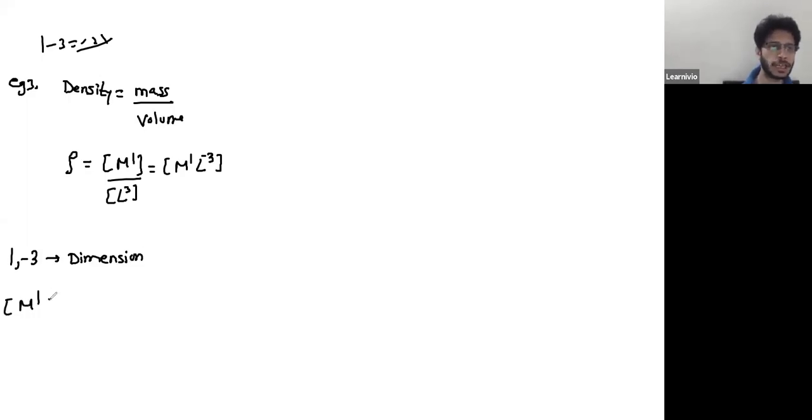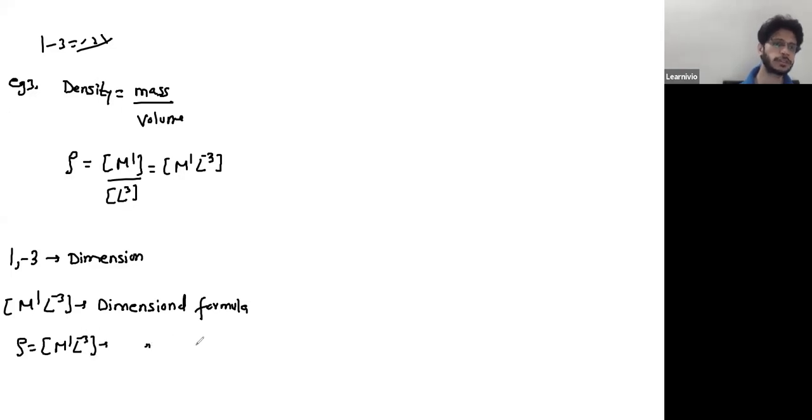Similarly, if you write this as M1 L minus 3, this is the dimensional formula. And if you write this as rho is M1 L minus 3, then this is the dimensional equation. Just note it down.